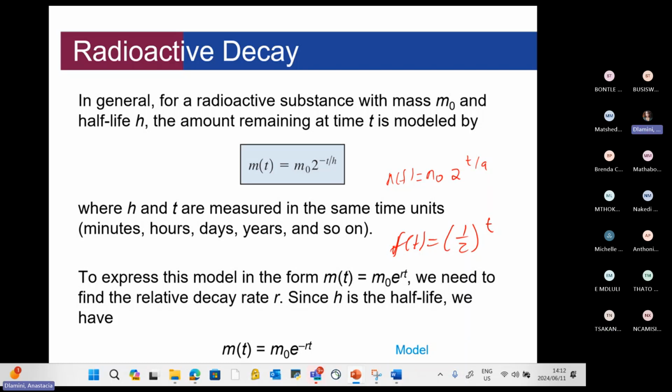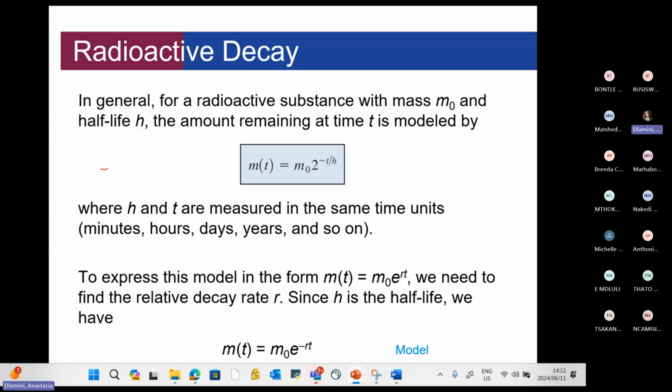Now, this can be written as f of t is equal to 2 to the power of negative 1 to the power of t, which is equal to 2 to the power of negative t, divided by h. And that's how they derive it here. Are we together? Yes, ma'am. So now they're saying that.